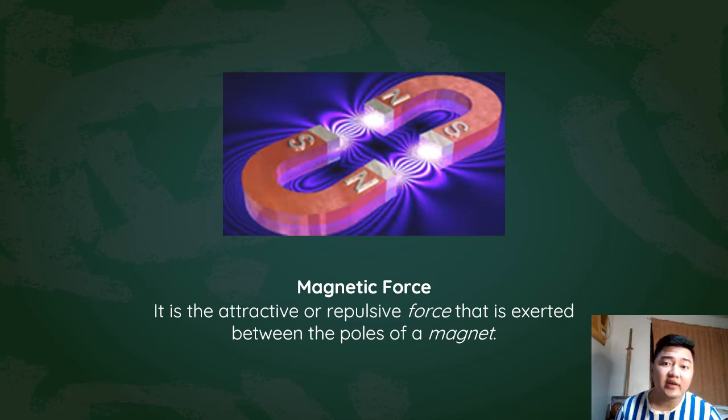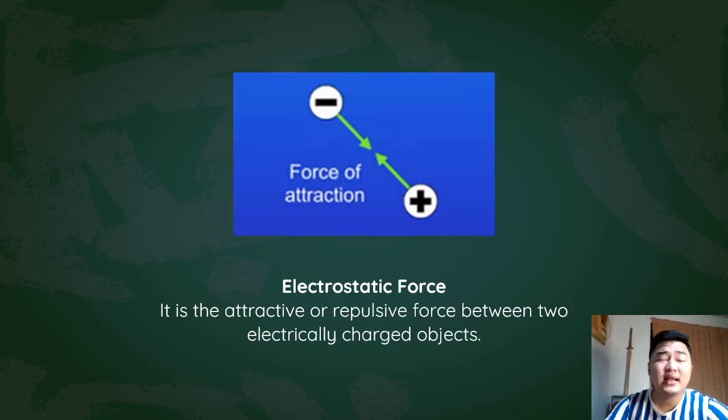Next, another non-contact force is magnetic force. It is the attractive or repulsive force that is exerted between the poles of a magnet. As you may remember from your high school lessons about magnets, a magnet can exhibit attractive and repulsive forces. If the poles are opposite, then it will be an attractive force. If the poles are the same, then it will be a repulsive force.